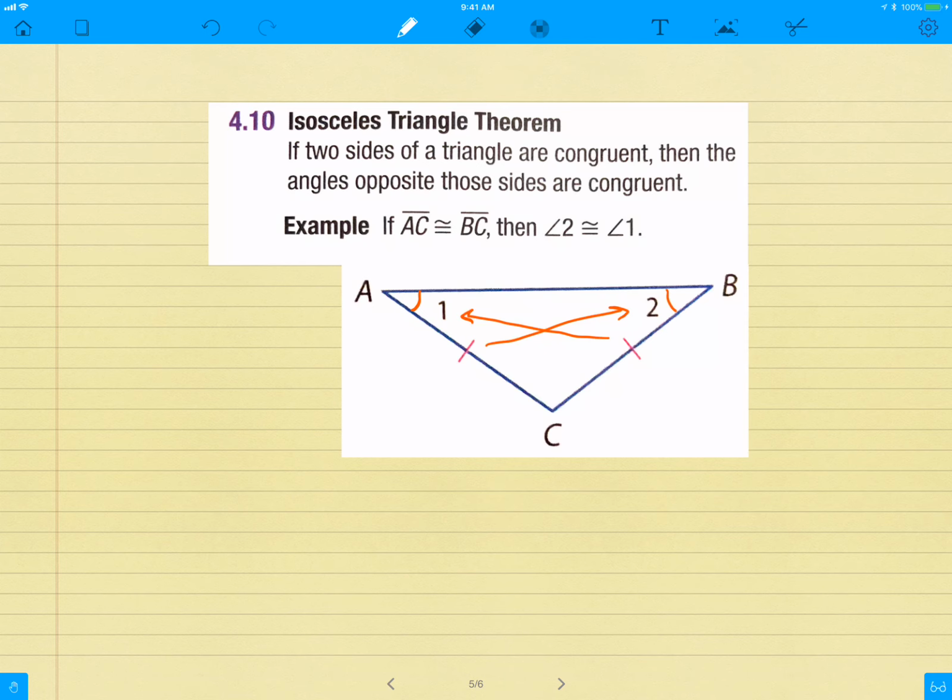Now, I do want to prove this one. I actually do want to show you that it does work and that it does use the acronyms that we've talked about earlier. But again, we are trying to prove that the base angles are the same.